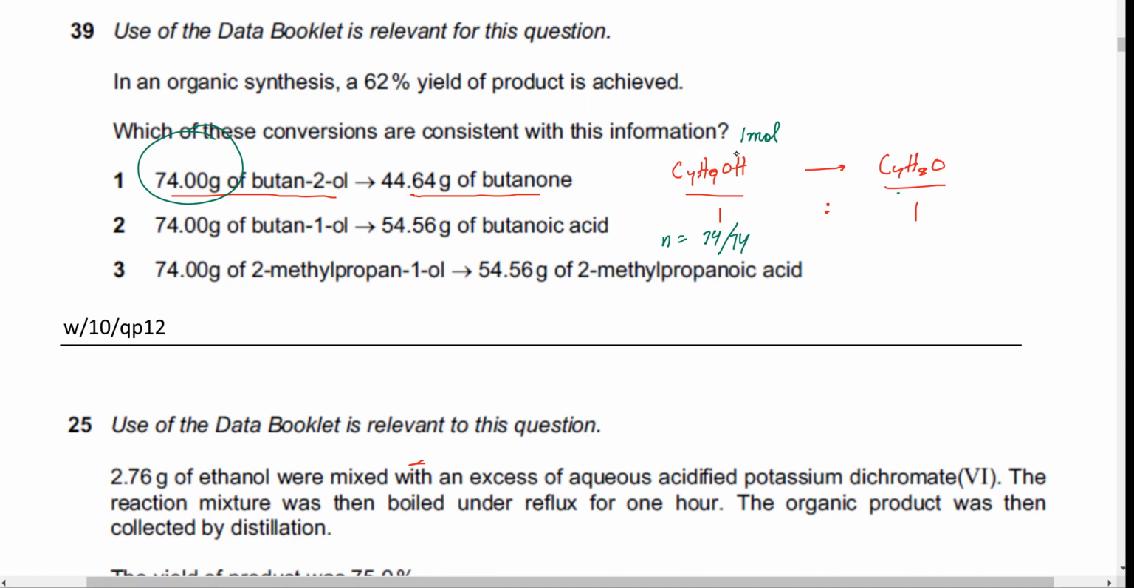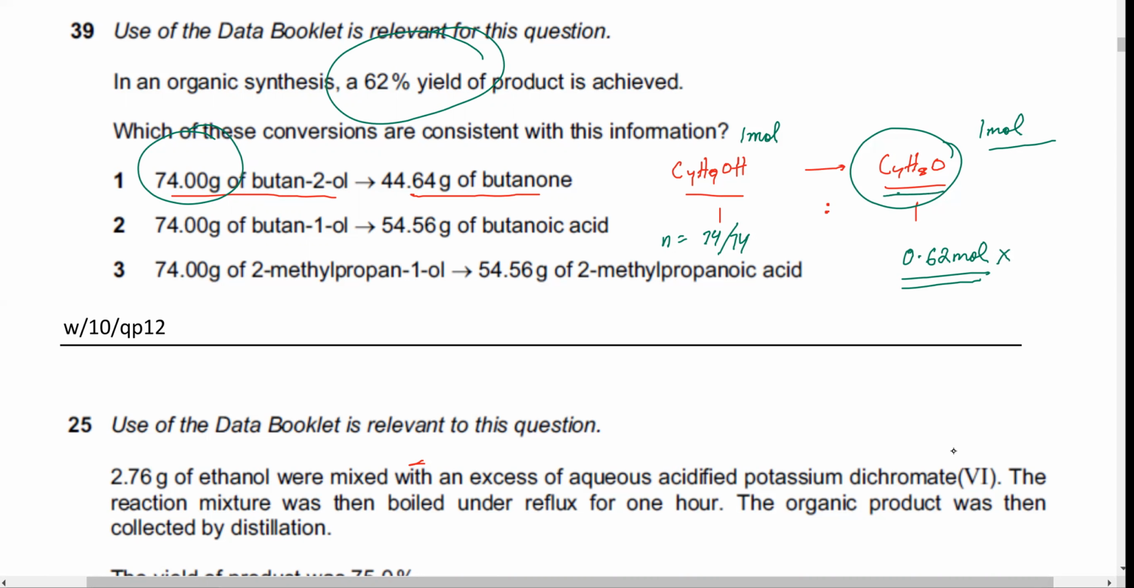So theoretically, on paper, how many moles should this have? It should be exactly the same, 1 mole. Like he's saying that the yield is 62%. So you're not going to get 1 mole. You're going to get 62% of that. So what will 62% of 1 mole be? It's going to be 0.62 moles. So in reality, the actual number of moles that you're going to get based on this yield is going to be 0.62 moles. And then you can multiply it by its Mr to find the mass.